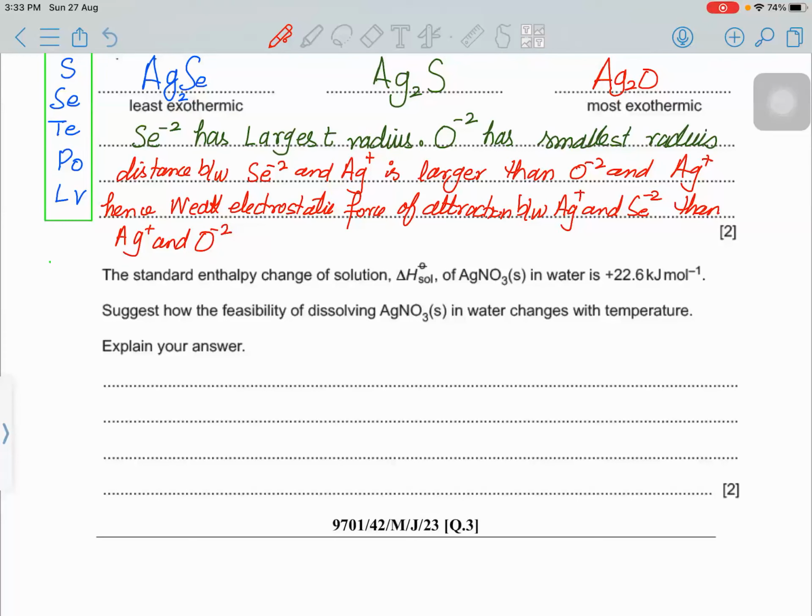This asks you to state the standard enthalpy change of solution in water is positive, and suggest how the feasibility changes, with reference to delta G. So write the formula: delta G is equal to delta H minus T delta S. Now listen, if you increase the temperature, T delta S increases because it has a positive value. As you increase the temperature, T delta S becomes more positive. Whenever T delta S becomes more positive, delta G becomes negative, because when T delta S increases, it means the negative term increases. Are you getting my point or not?